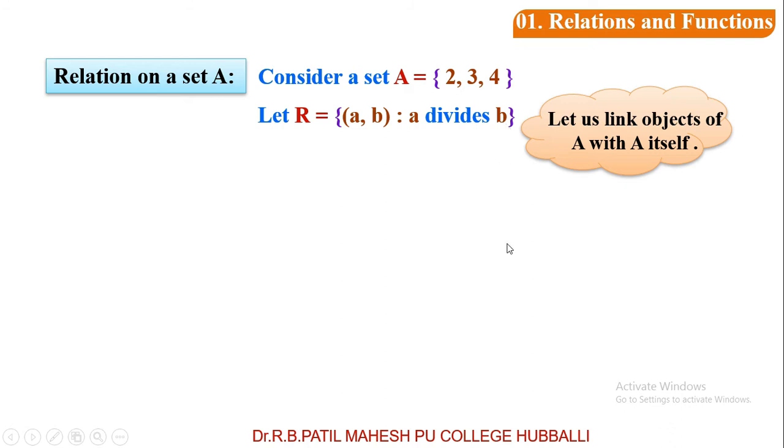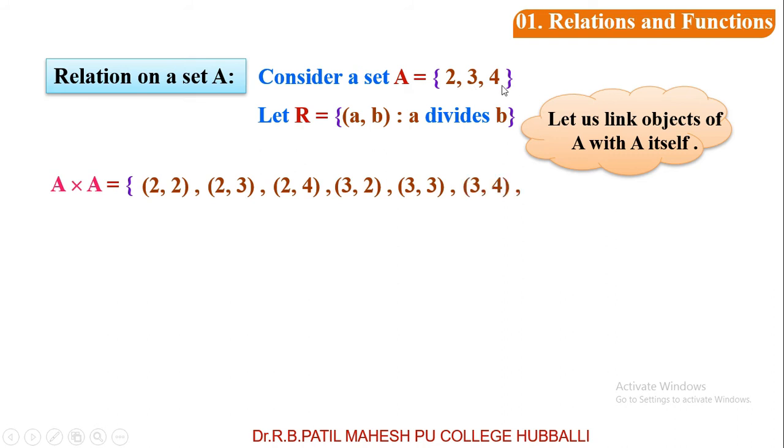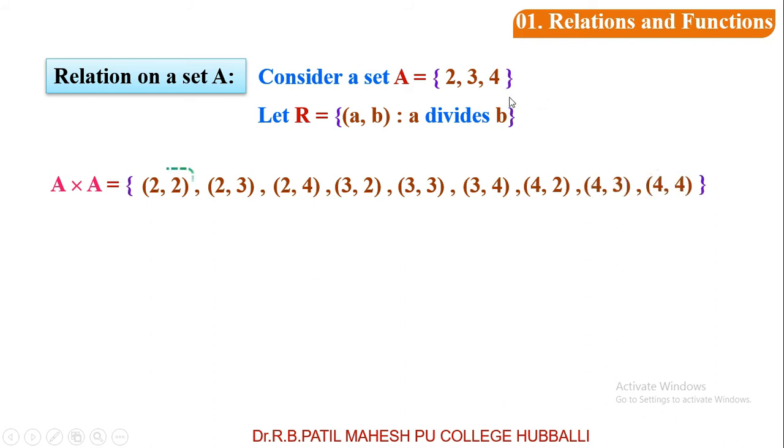Now I have the set A. Let me write A cross A first, because a relation comes from the Cartesian product. That's why you should write A cross A first. So you know how to write A cross A. Here the set A is {2, 3, 4}. The same set you have to take one more time, that is 2, 3, 4 only. So (2,2), (2,3), (2,4). Then link from element 3: (3,2), (3,3), (3,4). Now you link from the element 4: (4,2), (4,3), (4,4). So this gives you A cross A.